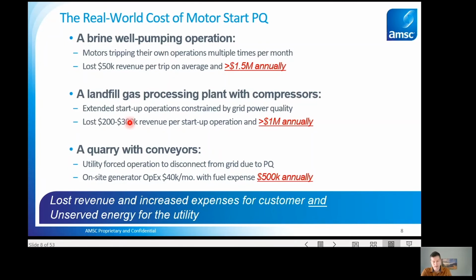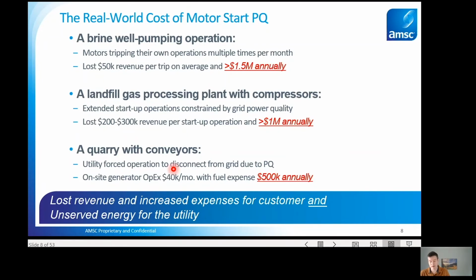Last example, a quarry having conveyor loads that are starting. So in this case, it was located on a relatively long feeder, which is not uncommon for a quarry or a mine, which are typically remote, to be fed by a relatively weak grid system. So that problem caught up with this particular customer to the point where they actually had to go off the grid and use a diesel genset and pay the associated costs of that diesel genset providing electricity to the quarry.